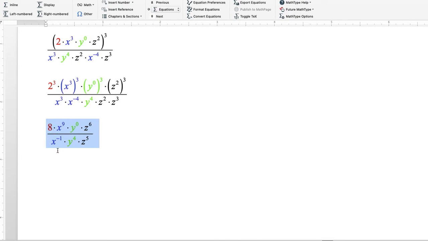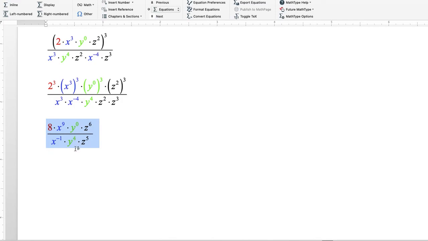Now I'm going to work vertically. Get the x terms, and since we are dividing, we subtract the exponents. X to the 9, 9 subtract negative 1 will be 9 plus 1. 0 subtract 4 would be negative 4. We're going to keep our y to the 4th in the denominator.